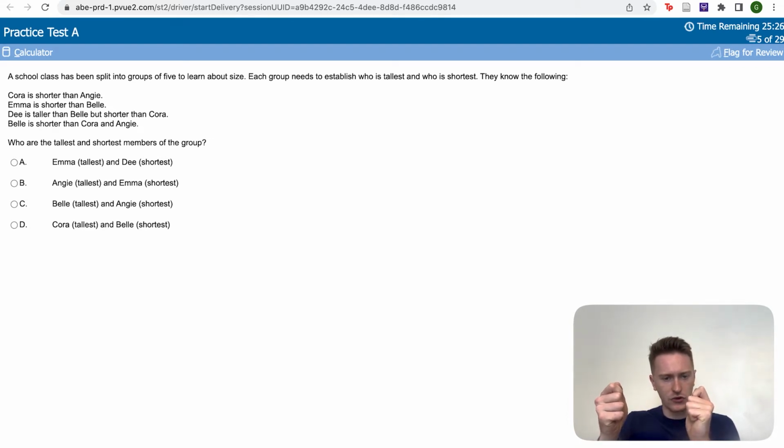And we know that Emma is shorter than Belle, so Emma is at the end here. Okay, fantastic. So we've got Angie, Cora, D, Belle, Emma. So Emma is the shortest, Angie is the tallest. So that fits with B here.